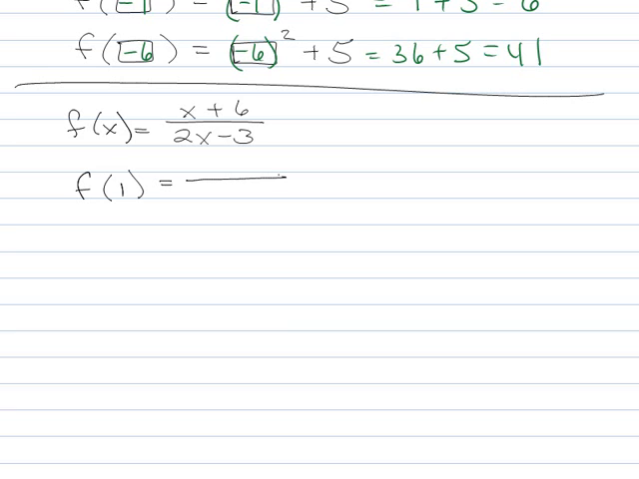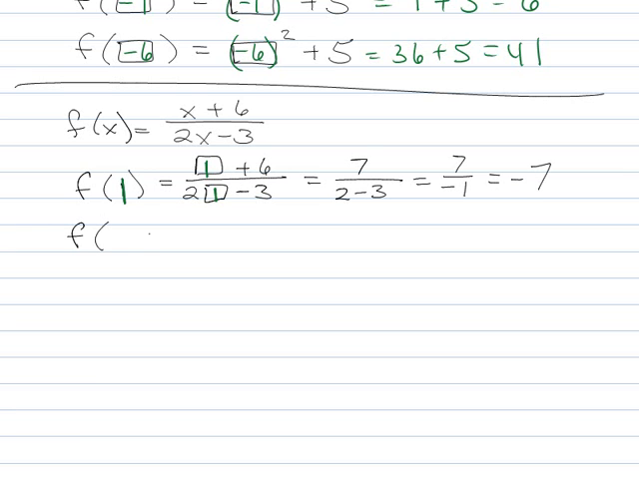So if you even want to kind of set it up with little boxes, you can set it up like this if it makes sense for you. And say, okay, everywhere I see a box, I put a 1. So 1 and 1. So I could say 1 plus 6 is 7 over 2 minus 3, or 7 over negative 1.